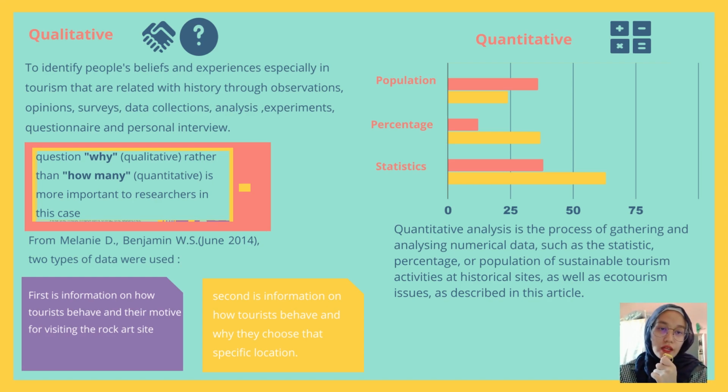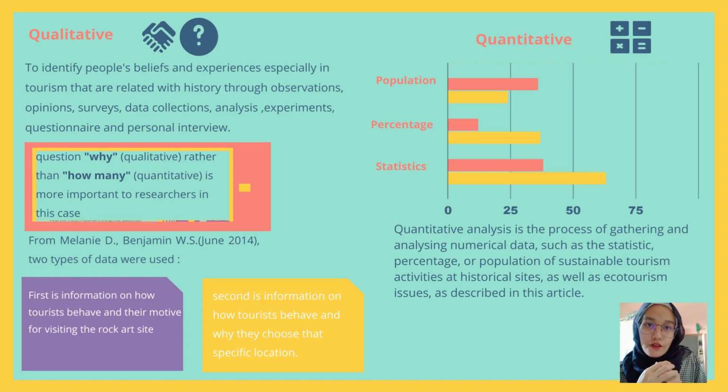So this promote the value of conducting field researches as that we have collected 20 articles to identify the method used under the qualitative, such as the observation, opinion, surveys, data collection, analysis, experiment, questionnaires, and also the personal interview.